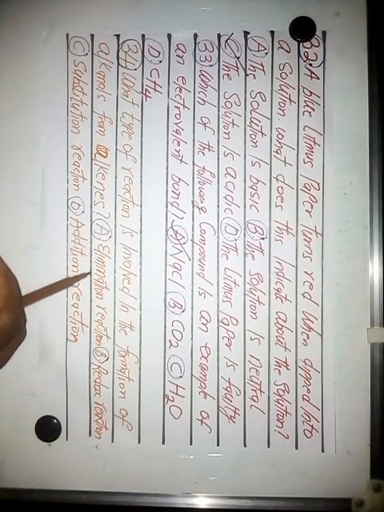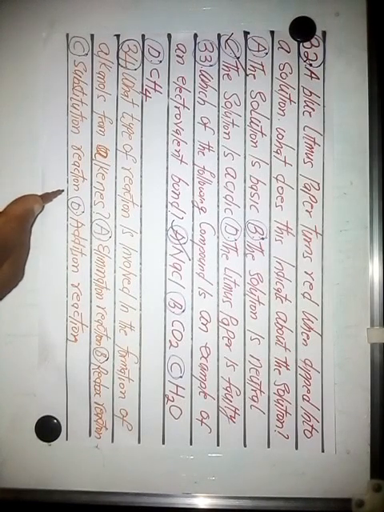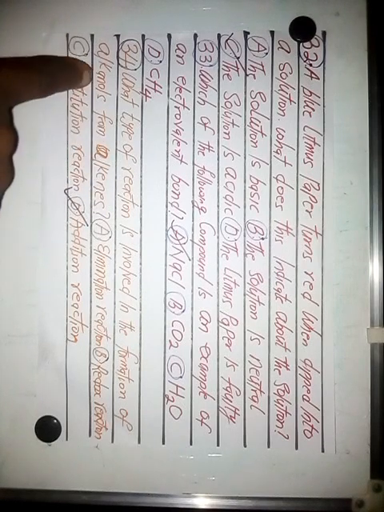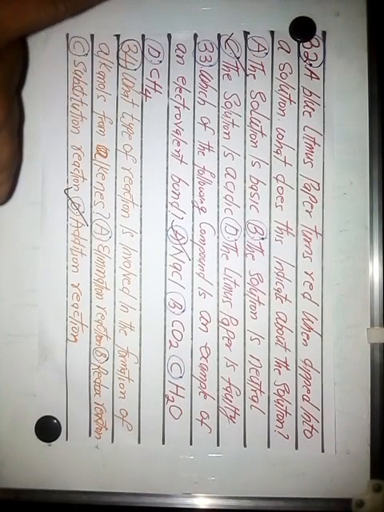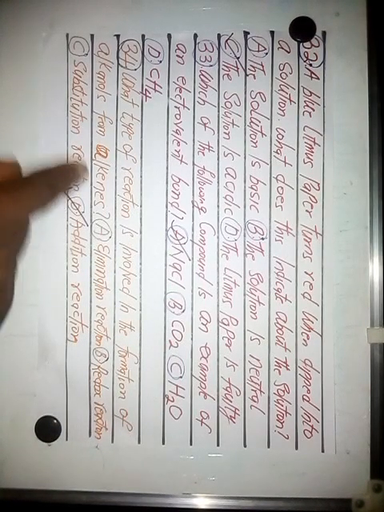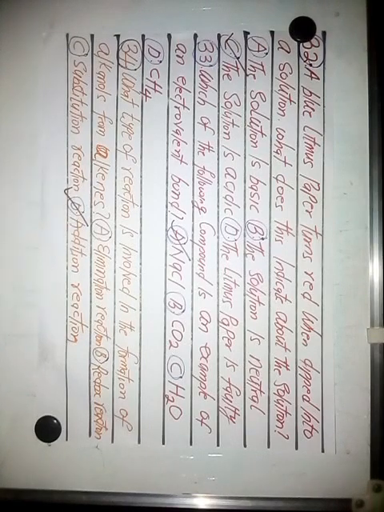So the next question, what type of reaction is involved in the formation of alkanols from alkenes? We have elimination reaction, redox reaction, substitution reaction, addition reaction. So your answer is D. Because of the double bond in alkenes, the hydrogen and hydroxy group will add across the double bond. That is addition reaction. So the answer is D.